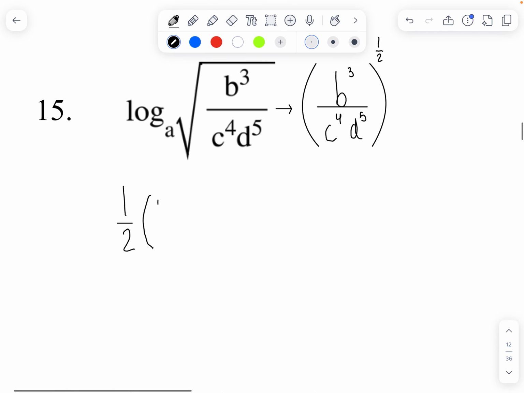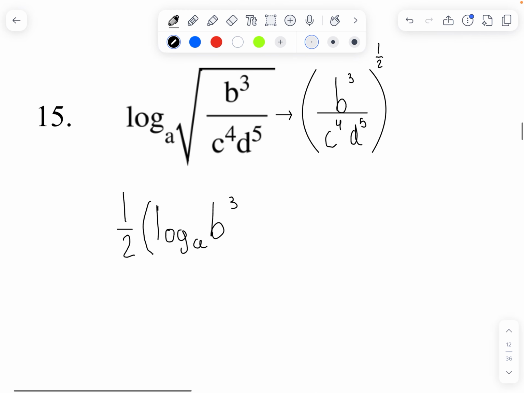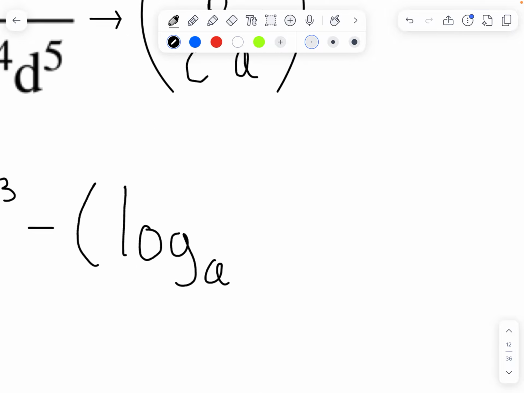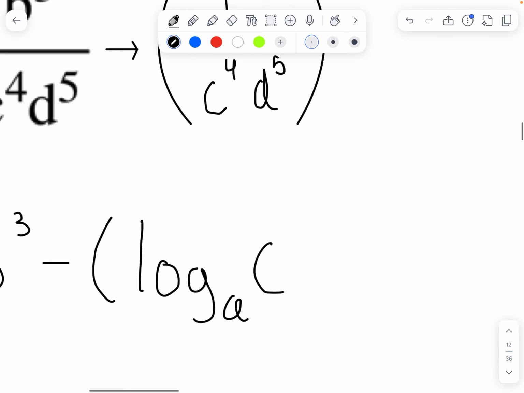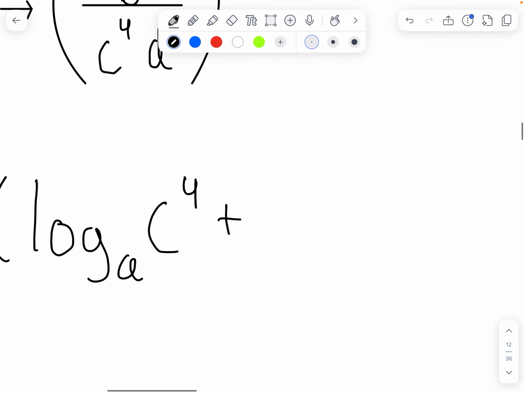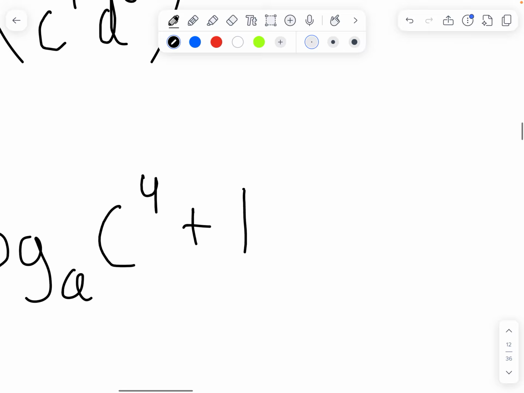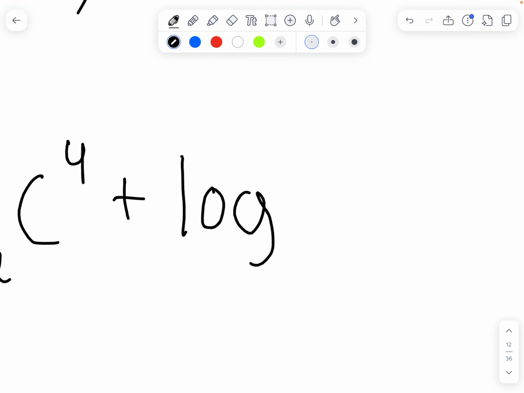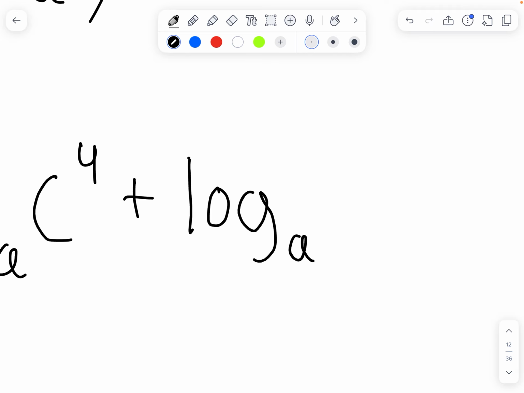So let's expand everything out while we're at it. So log base a of b cubed minus, and then another parentheses, log base a of c to the power of 4 plus log base a of d to the power of 5.